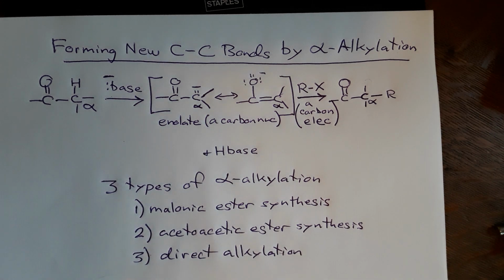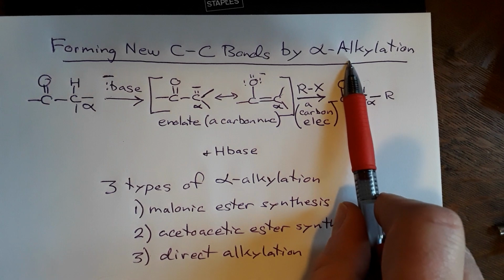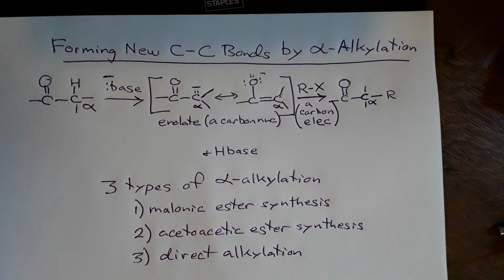In this video, we're going to learn how to make carbon-carbon bonds by a method called alpha alkylation. First of all, we're going to talk about the general case, how this happens, and then we're going to talk about three specific types of alpha alkylation in this video and the following ones.